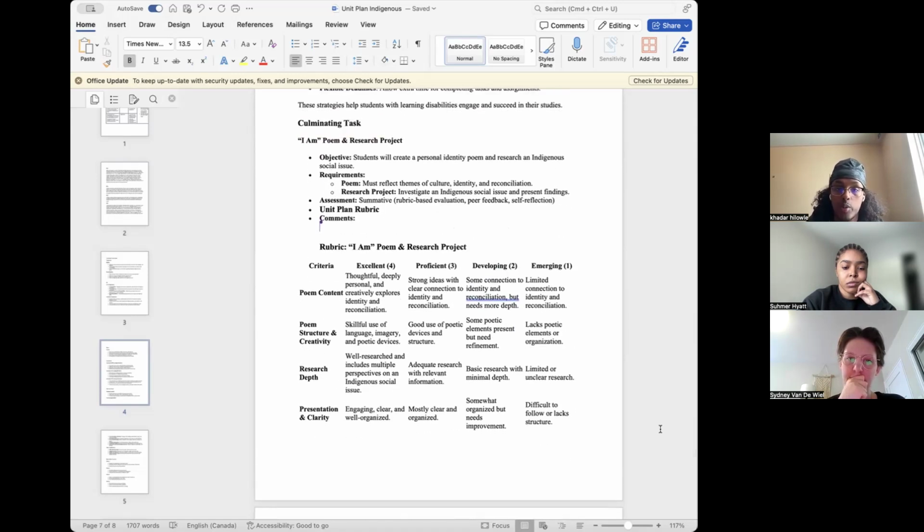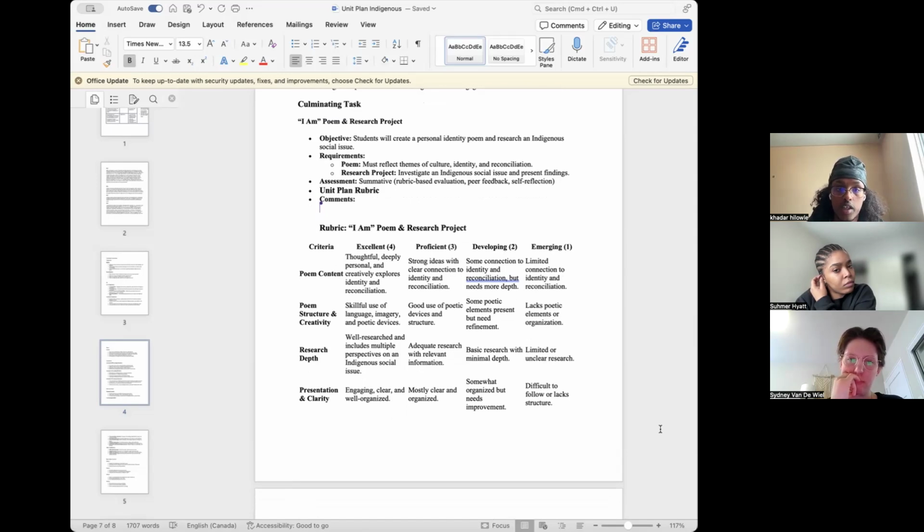Objective: students will create a personal identity poem and research Indigenous social issues. Requirements: the poem must reflect themes of culture, identity, and reconciliation. A research project: investigate an Indigenous social issue and present findings. Assessment: summative. I have a rubric below, with rubric-based evaluation, peer feedback, and self-evaluation.